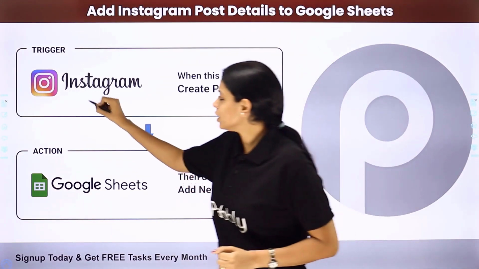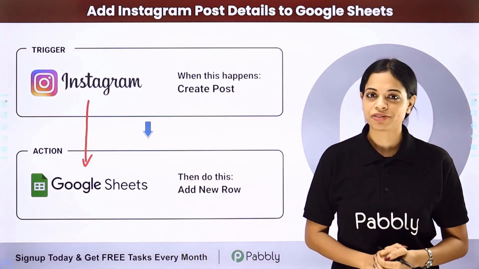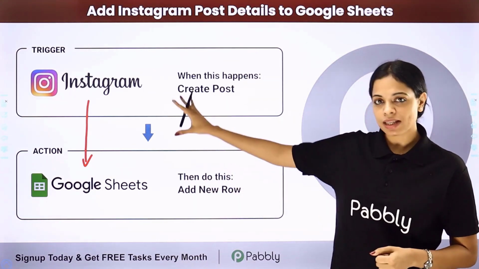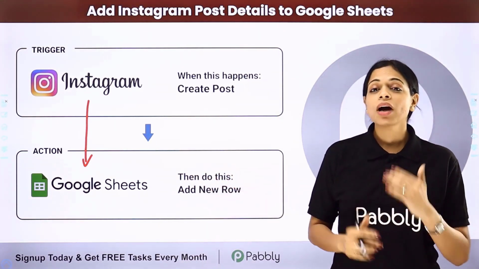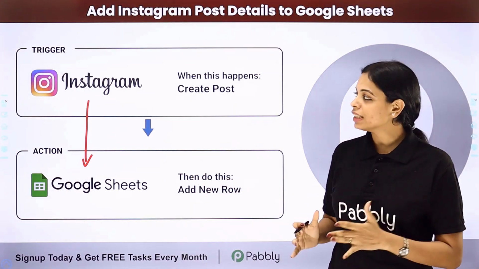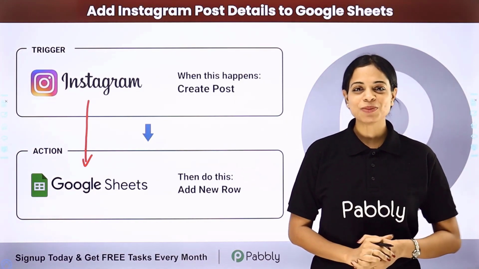To do so, you have to integrate the two applications, and the same thing can be done using Pabbly Connect software. Here your trigger application would be Instagram and your action application would be Google Sheets. Now how can you do this yourself, integrate and automate this entire process? To understand that, let me take you to my screen.